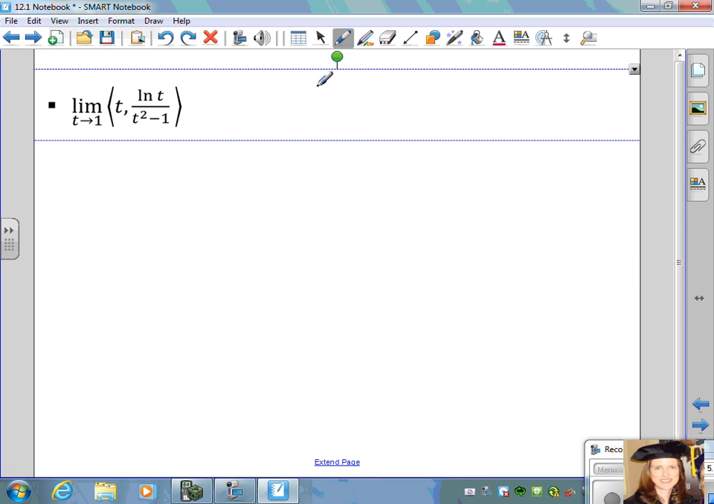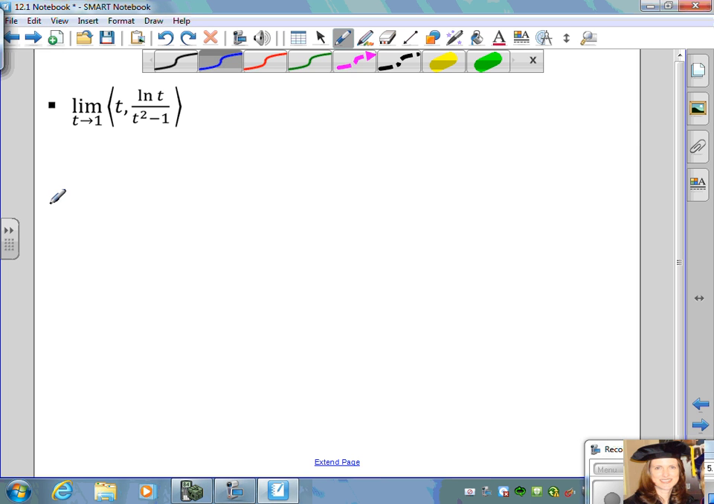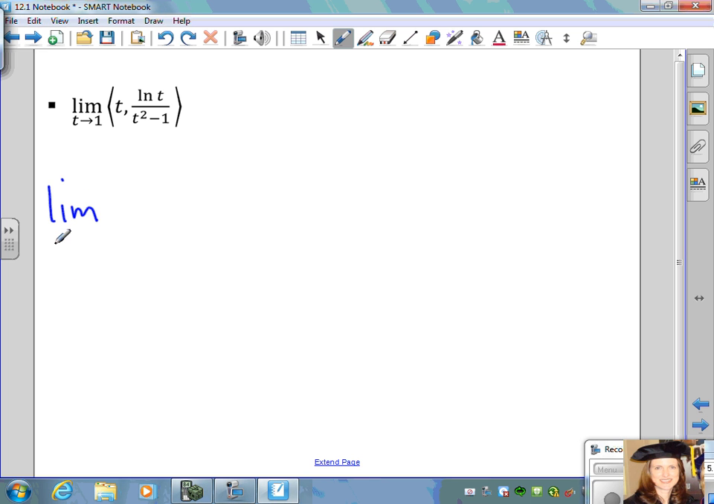Okay, let's do the same thing for this vector valued function. Find the limit as t approaches 1 of the vector valued function with components t and natural log of t over t squared minus 1. Let's set this up with two separate limits. Find the limit as t approaches 1 of t by simply plugging it in. We get that this limit is equal to 1.